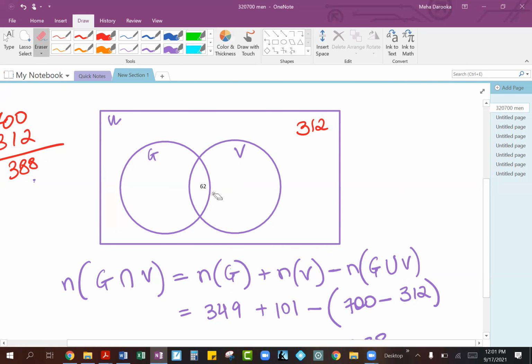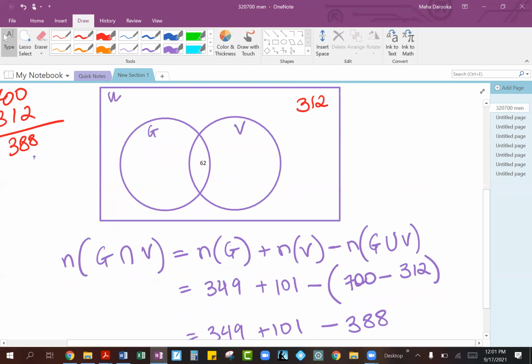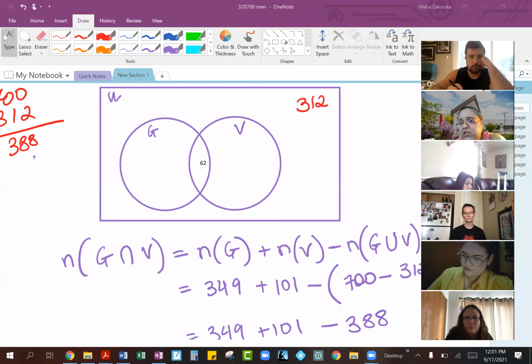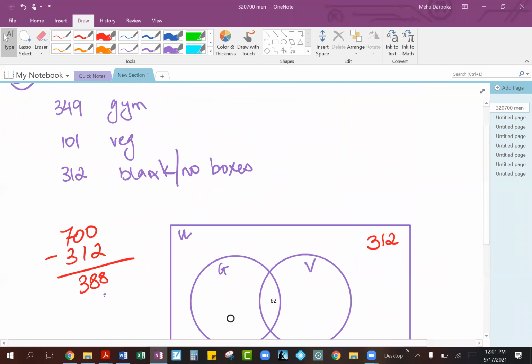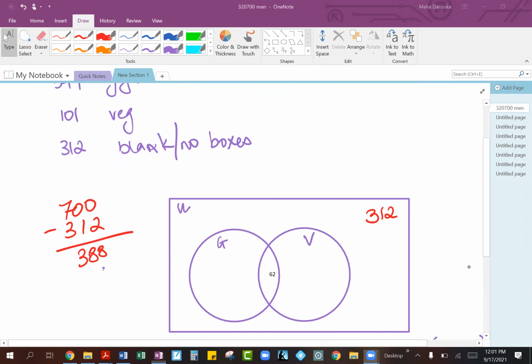So as far as this example goes, they are only looking for 62, but there will be some examples where they will want you to complete your entire Venn diagram, right? So they will ask you to find out the total number in each of the circles, the intersection, and what's outside. So all you have to do is figure out how many men only selected the gym. So that is where you would take your total of 349 and subtract the 62 from it.